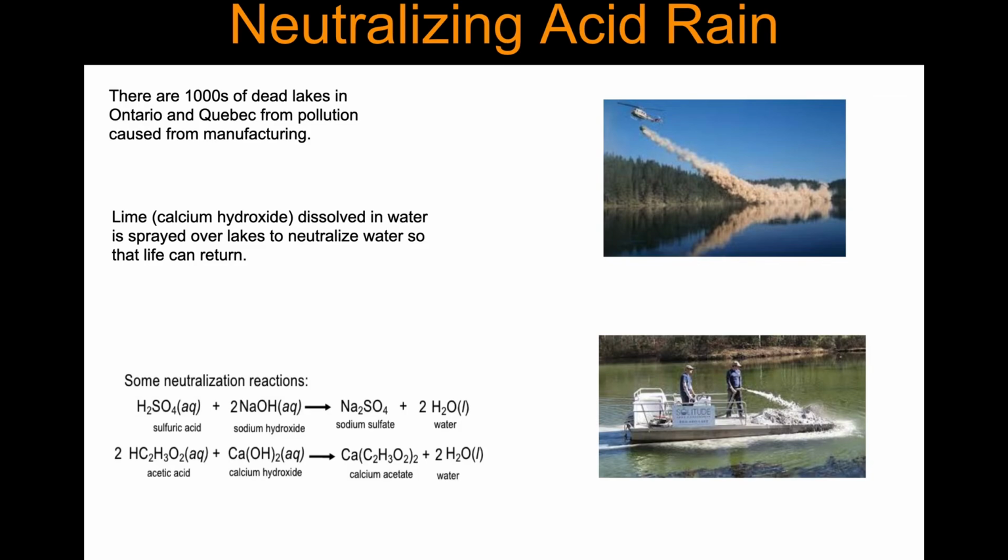Lime, so calcium hydroxide dissolved in water, is sprayed over lakes to actually neutralize them to get the life back. So we can actually go in and humanely neutralize a lake and bring it back to life so that the acid isn't killing the animals in there. Some neutralization reactions are just there for you. Just to understand, humans can so easily break or shut down a lake by putting too much acid in, but we can also go back and neutralize it by adding something that's not harmful.